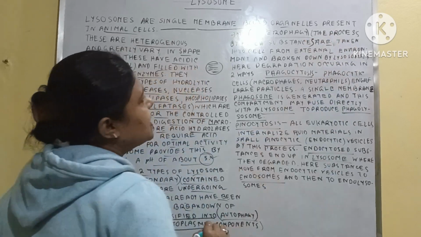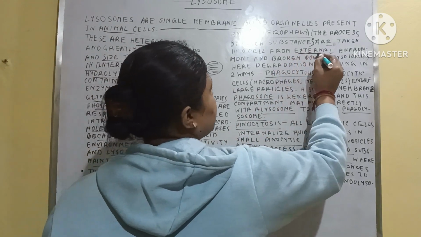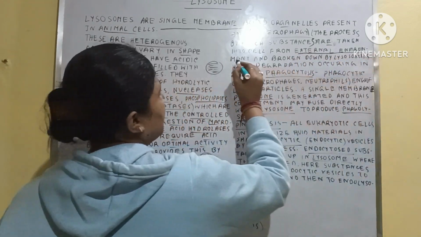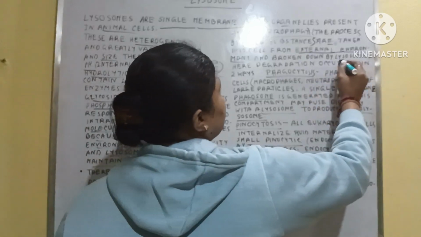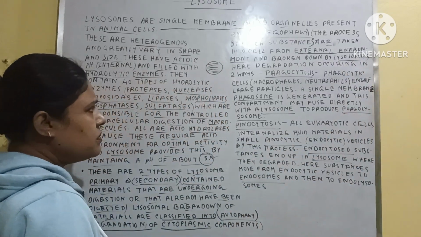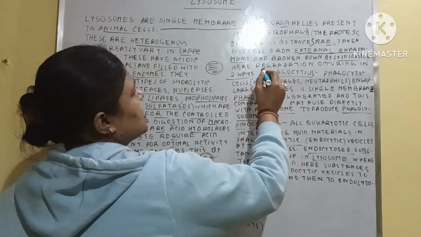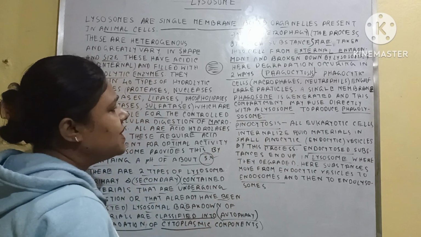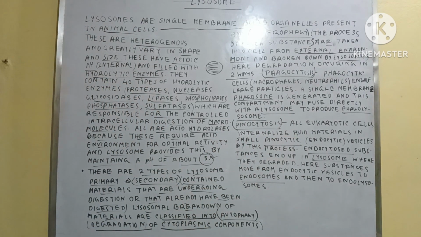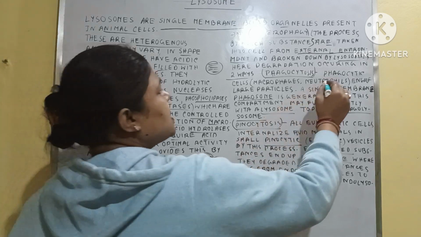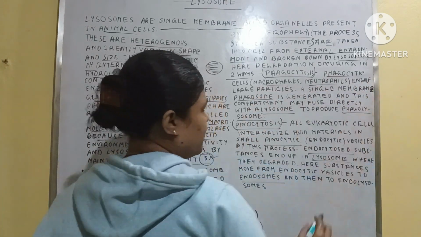Substances are taken into the cell from the external environment and broken down by the lysosomes. Here the degradation occurs in two ways: one is phagocytosis, another is pinocytosis. Actually, what is phagocytosis? The phagocytic cells are macrophages or neutrophils.